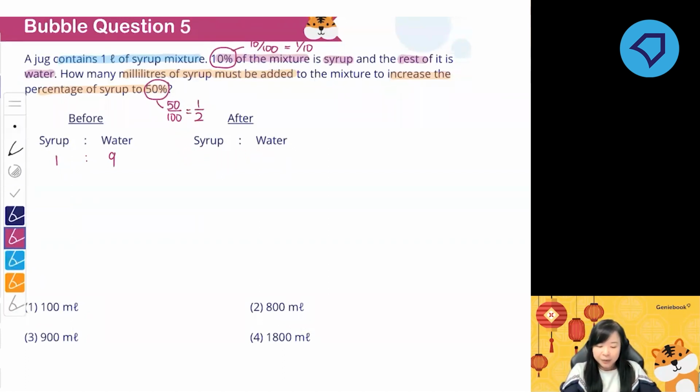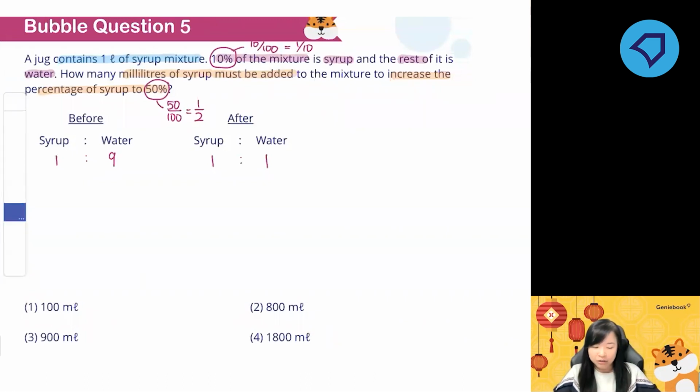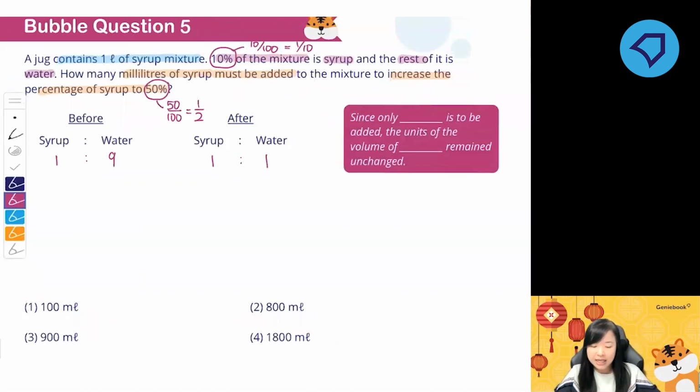If you know the fraction is 1 out of 2, what will be the ratio? That will be syrup. That means now the whole mixture is 2 units. Syrup will take up 1 unit, and the water will be the remaining 1. Very good, 1:1. Those of you who gave me 1:2, 2 is for the total. 2 is the total mixture. Be very careful.